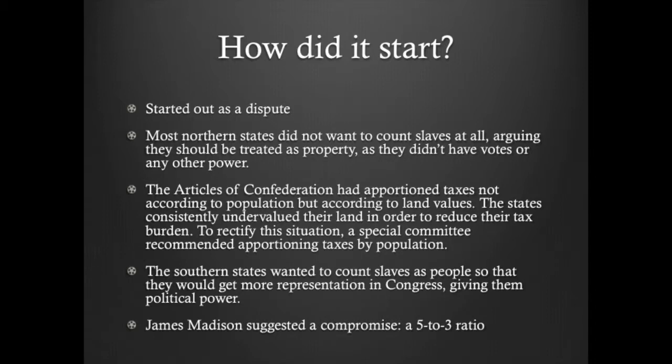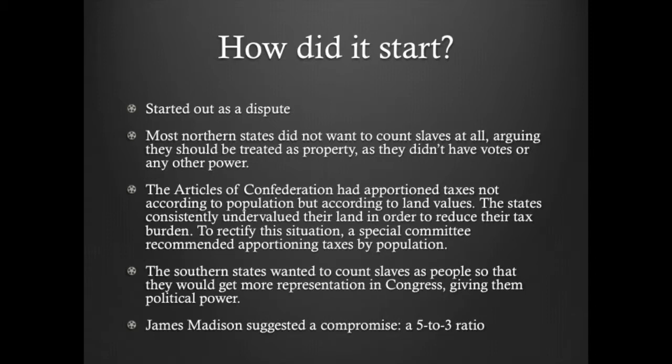Well, it started out as a dispute. Most of the northern states did not want to count slaves at all, arguing that they should be treated as property as they didn't have as many votes or any other power. The Articles of Confederation had apportioned taxes not according to population, but according to land values. These states consistently undervalued their land in order to reduce their tax burden. To rectify this situation, a special committee recommended apportioning taxes by population.